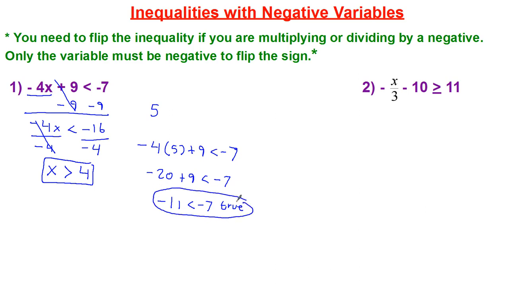Okay? So the reason why we flip the sign is because if we don't, when we plug in one of the numbers for our inequality, it's going to be a false statement. So that's why we flip the inequality sign.